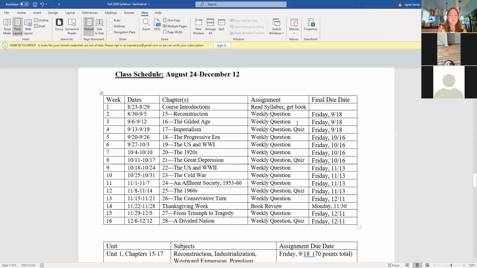If you're one of those people that's like, nope, I got to do it all at once, you can turn them all in on the 18th at midnight, 11:59 technically.